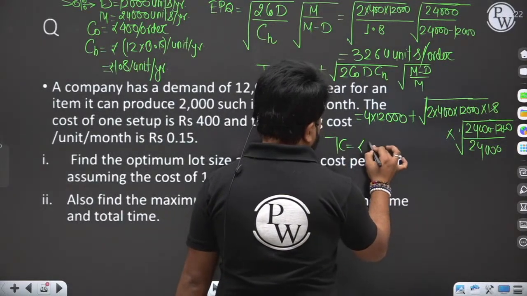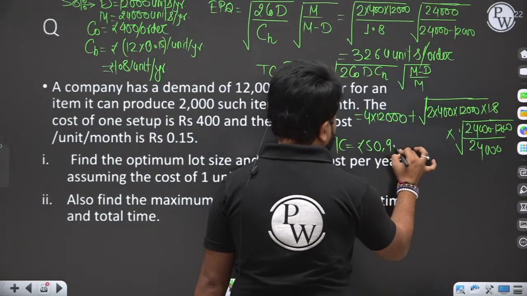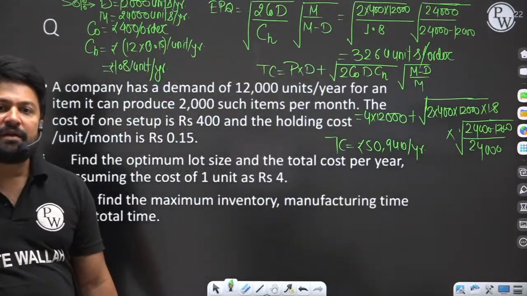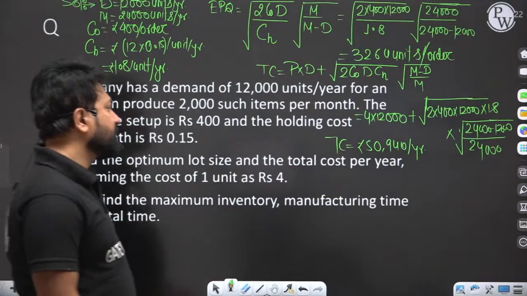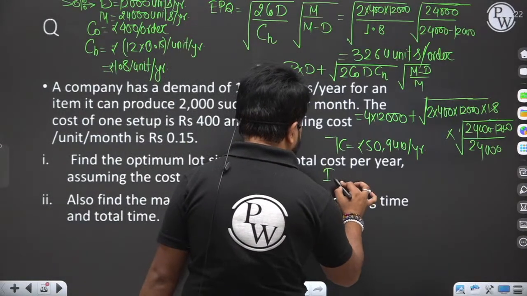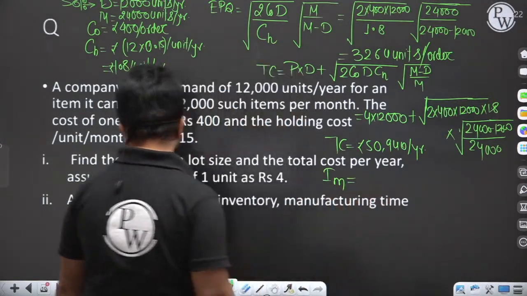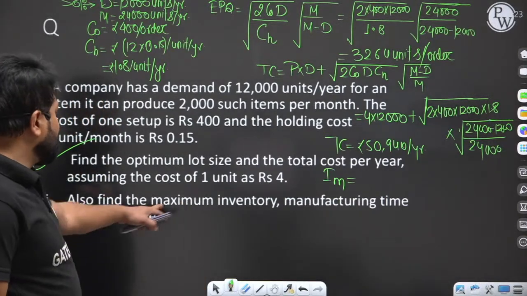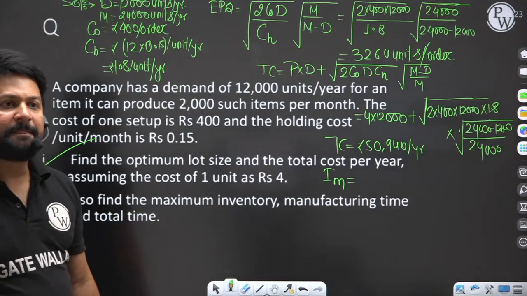50,940 rupees per year. Now what do you have to find? You have to find the maximum inventory. So what is the maximum inventory? Optimal lot size and total cost are finished. Now also find the maximum inventory.